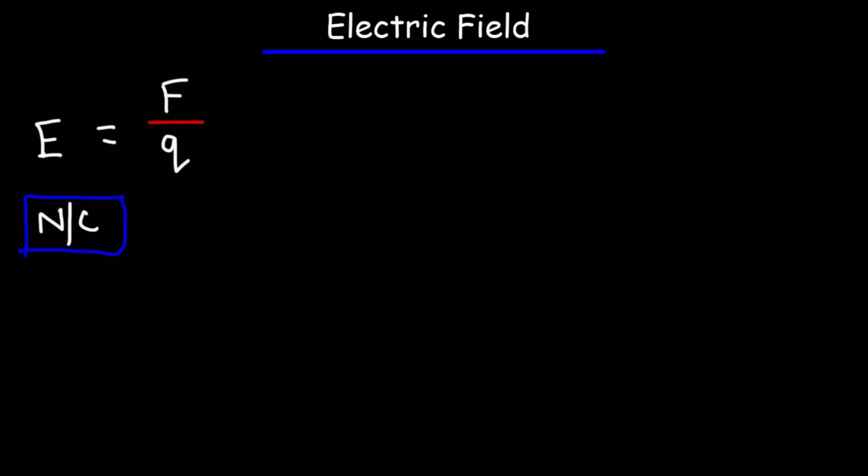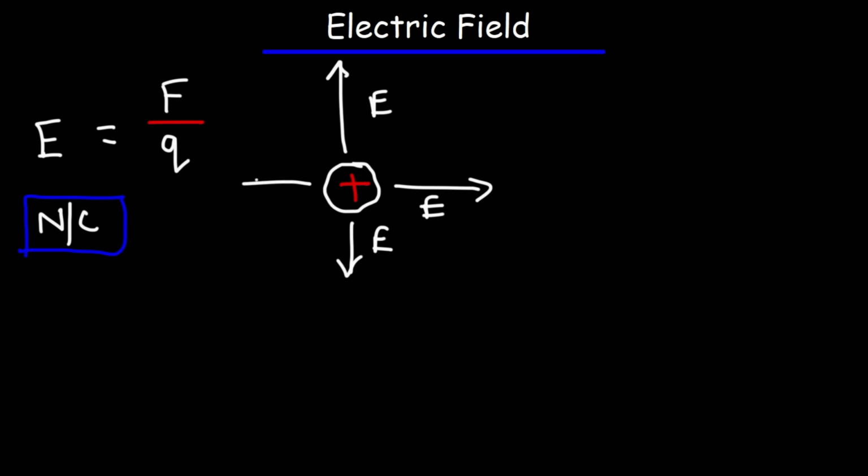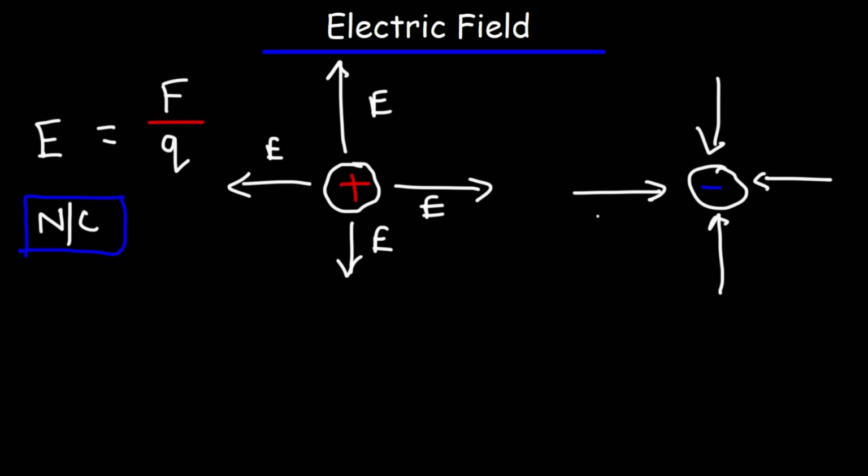Now, as we said before, an electric field can exert a force on any type of charge, a positive charge or a negative charge. But it turns out that charges can also create their own electric fields. The electric field created by a positive charge extends in all directions away from the positive charge. The electric field created by a negative charge extends in all directions toward the negative charge. So it's going inward towards the negative charge in all directions.